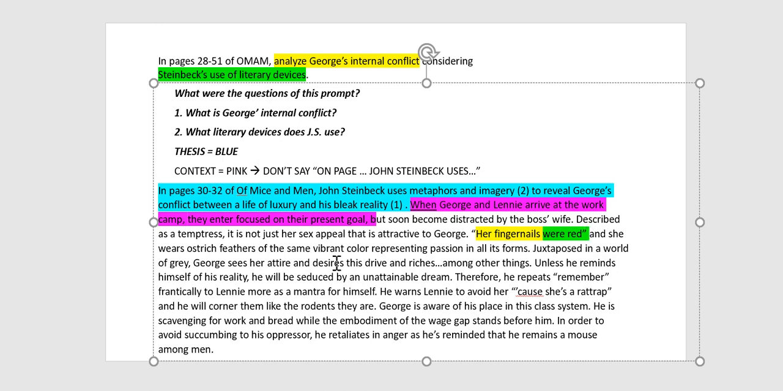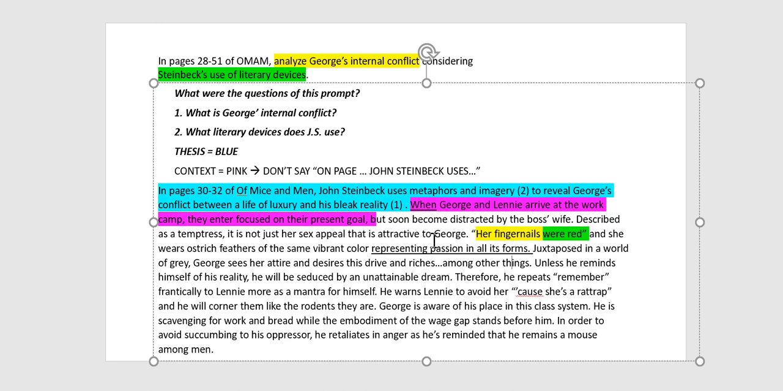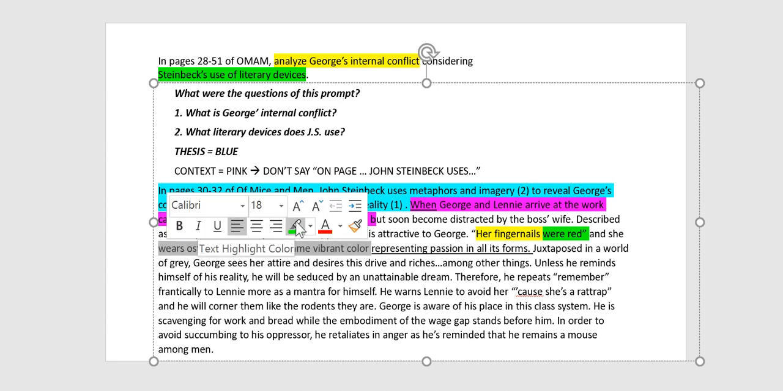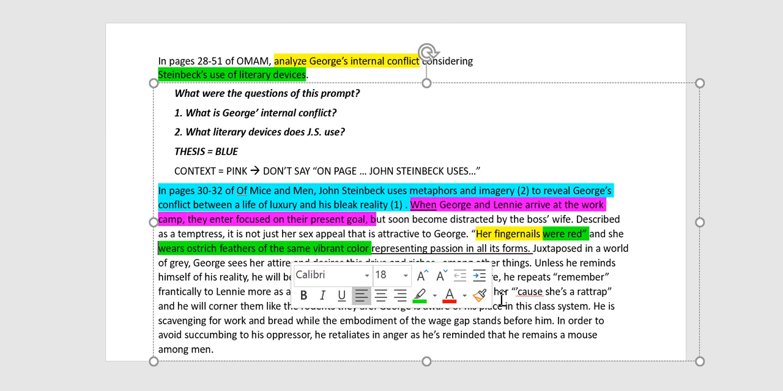And she wears ostrich feathers of the same vibrant color, representing passion in all its forms. I'm actually doing a little bit of analysis of the symbolism of this imagery here, representing passion, red associated with romance and the riches of romance. So this is technically evidence, but it's paraphrase evidence. It's not in quotes, but it is directly from the text, these red ostrich feathers. So this is actually evidence too for imagery and connected to the conflict.